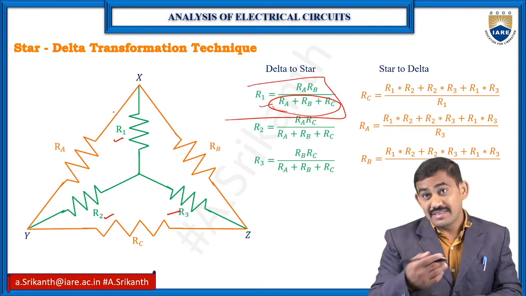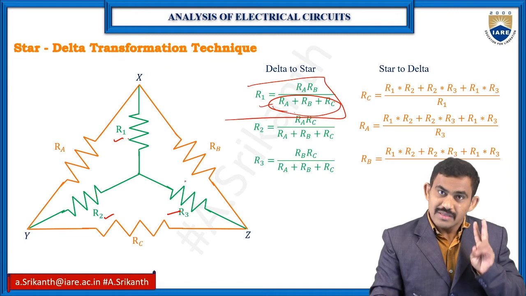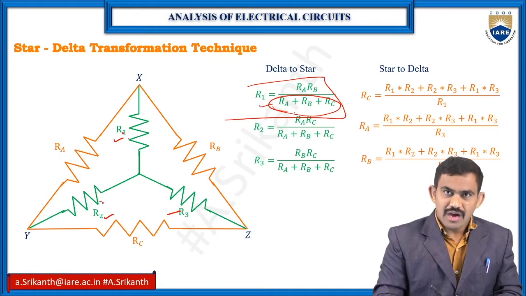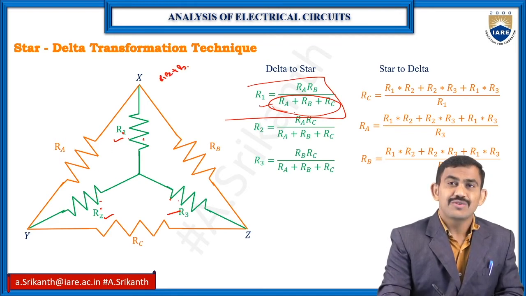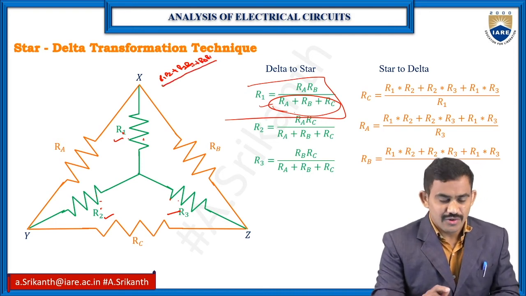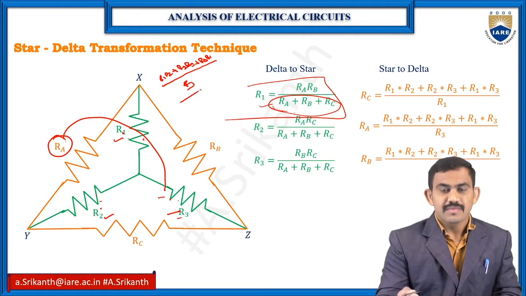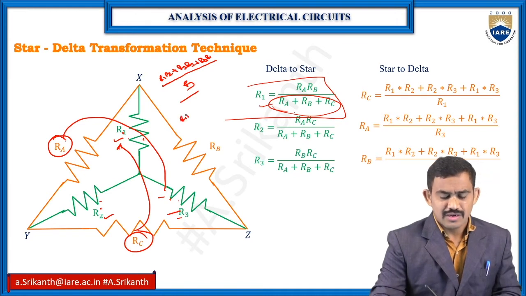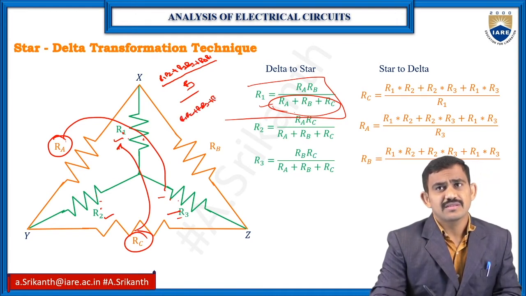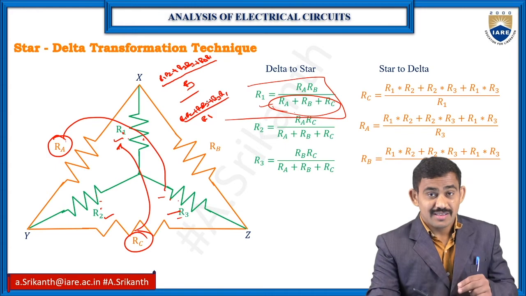Now coming to star to delta. We can't say which is the series and which is the parallel. So remember that, which is the series, which is the parallel, we don't know. Then use the formula R1 into R2, R2 into R3, R3 into R1, divided by the opposite resistor. Suppose I want the RA value. RA opposite is R3. Suppose I want the RC value. RC opposite is R1. Same, R1 into R2 plus R2 into R3 plus R3 into R1, divided by R1.